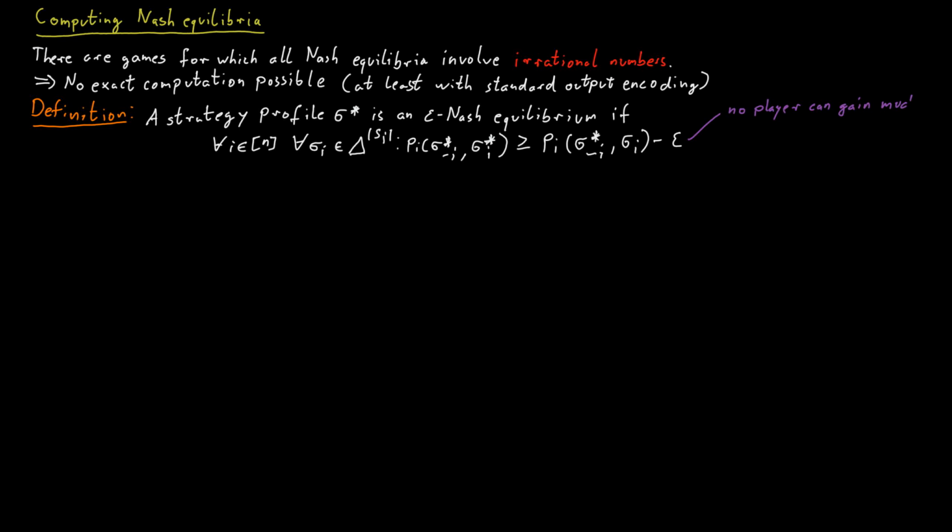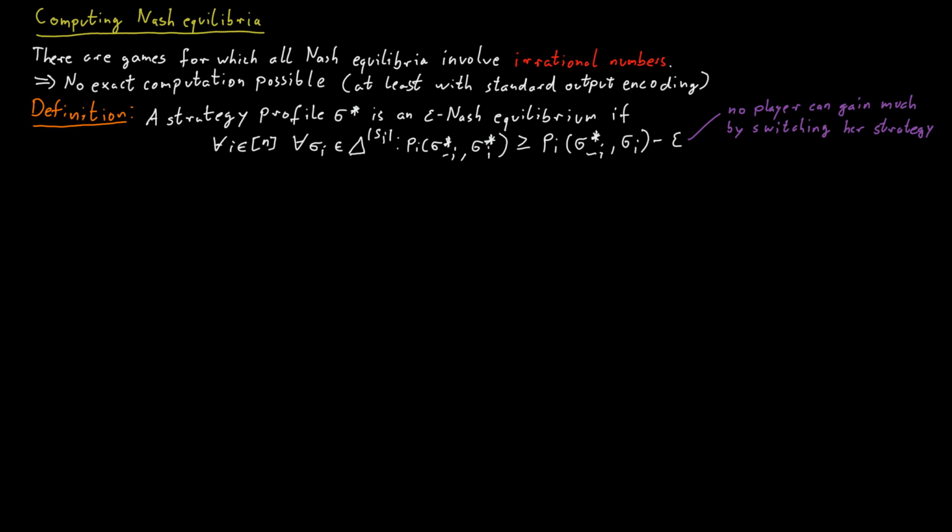What this simply means is that no player can gain much by switching her strategy. She might be able to gain a little, but not more than epsilon in expectation. So every player is maybe not happy, but almost happy. She wouldn't be able to do much better by switching to a different strategy.